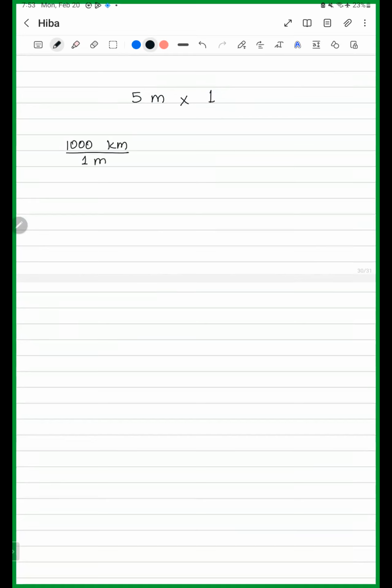Now, instead of this 1, can you tell me what is 1000 kilometers by 1 meter? Or in other words, what is 1 meter by 1 meter equal to? This is equal to 1, right? This m and m cancel, 1 by 1 is 1. Yes or no? So 1 meter by 1 meter is equal to 1. So can I replace this 1 by this? Because they're equal.